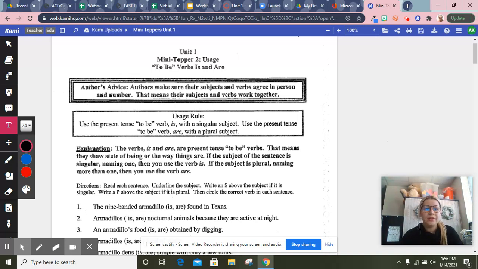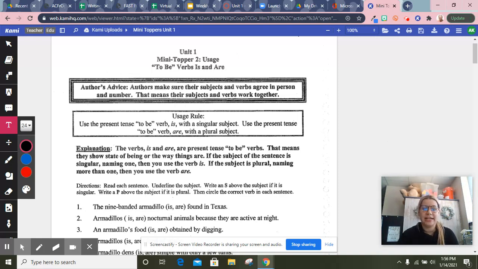So let's look at the explanation. The verbs is and are are present tense to be verbs. That means it's happening right now. That means they show state of being or the way things are. If the subject of the sentence is singular, meaning one, then you use the verb is. If the subject is plural, naming more than one thing, then you are using the verb are.